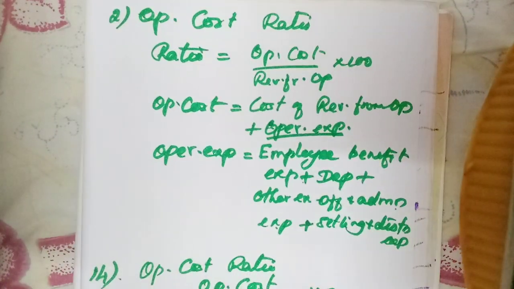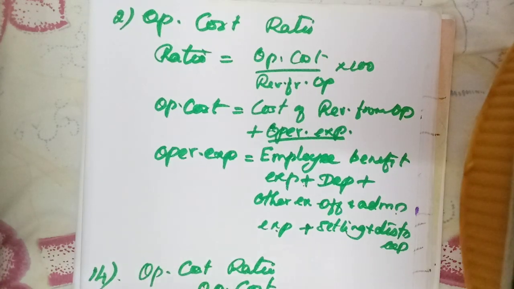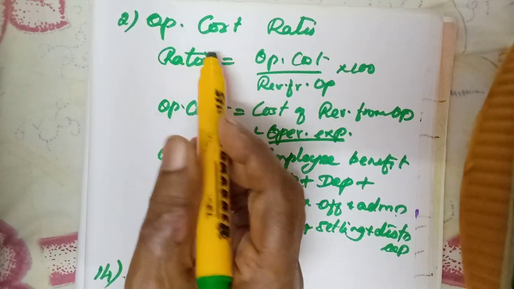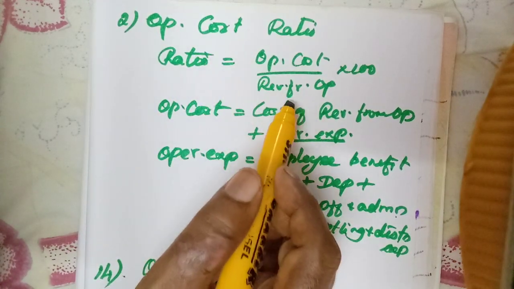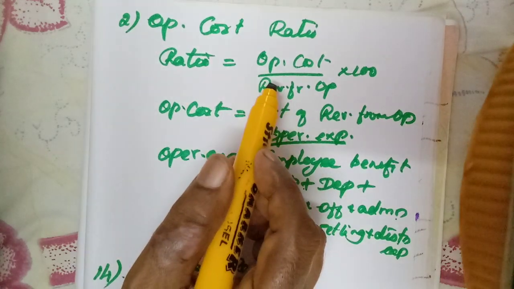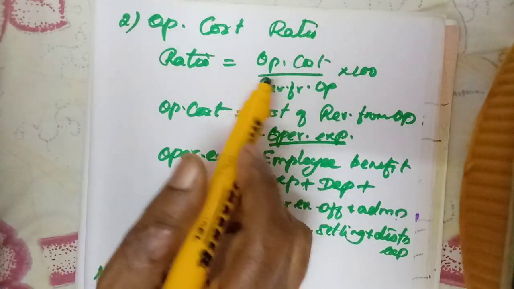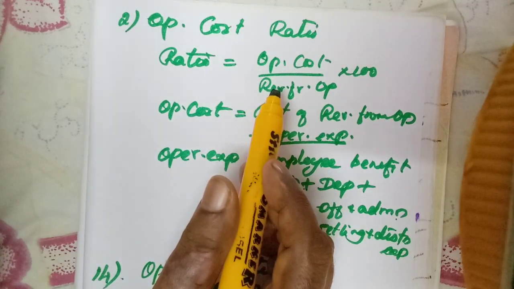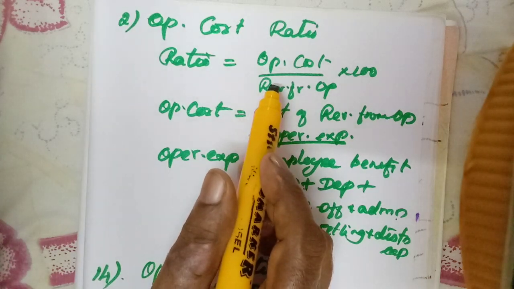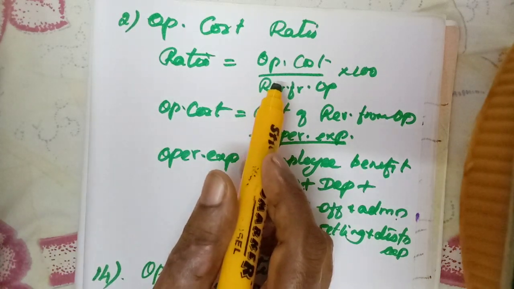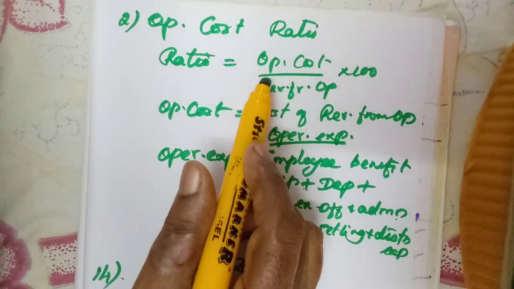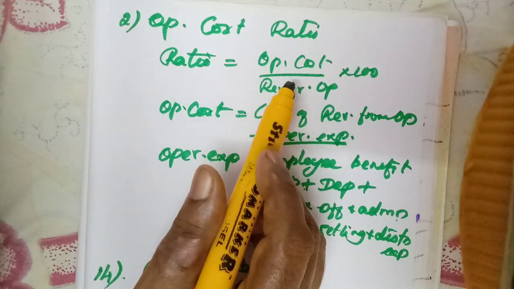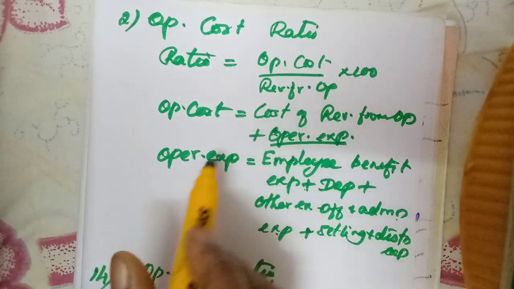Then the next one, operating cost ratio. That means we are going to calculate the cost relative to the revenue from operation. Regarding operational efficiency, if the cost ratio is less, that means the business is run in an efficient manner. So we can conclude that its efficiency and profitability position is good because the cost is less. But for the gross profit ratio, the more the gross profit ratio, the more the efficiency of the organization.